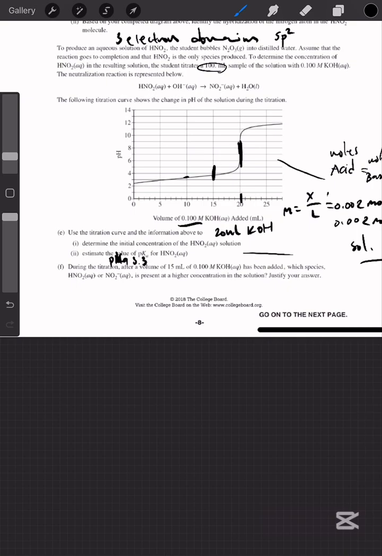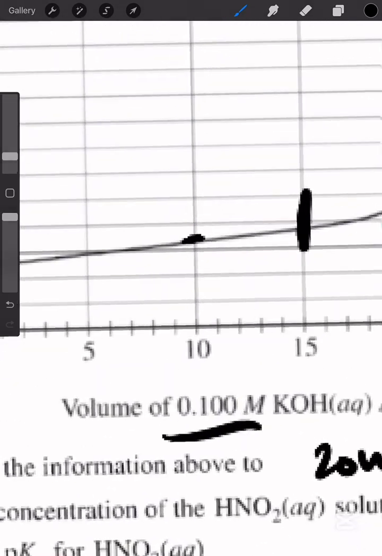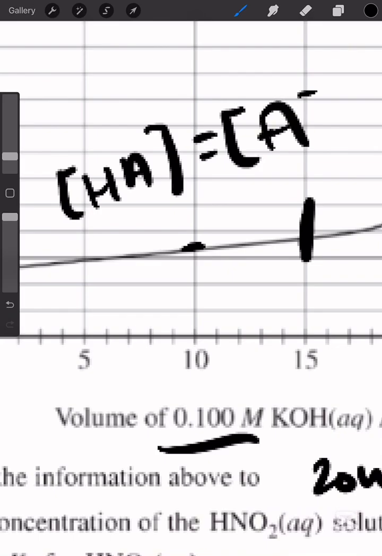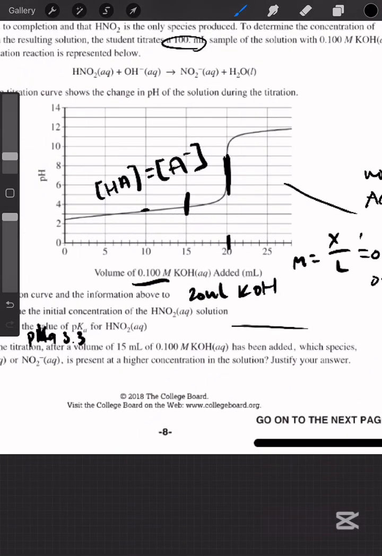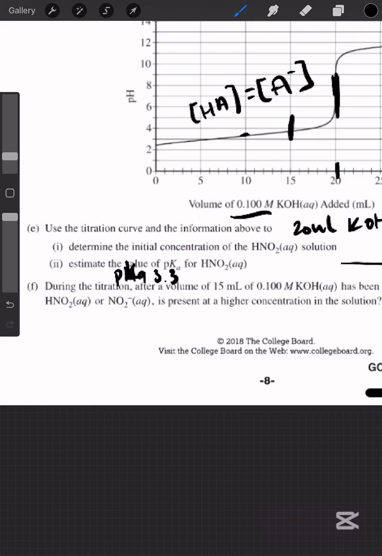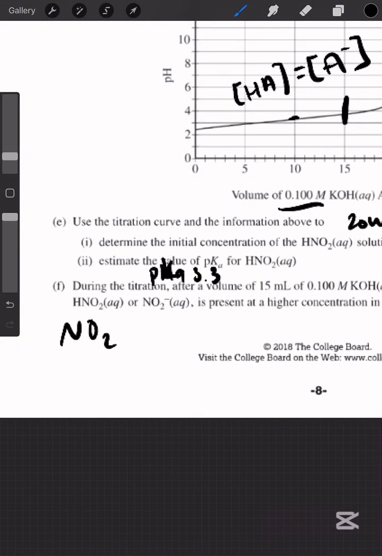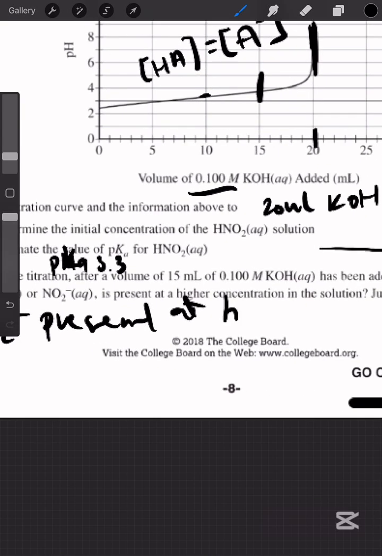During the titration, after 15 ml has been added, which species is at higher concentration? Okay, we know that at the half equivalence point, the concentration of acid equals the concentration of the conjugate base. Since this is beyond the half equivalence point, we would have more conjugate base here, because more of the acid would have been neutralized by the base. So I'll just write that down: the conjugate base is present at higher concentrations.